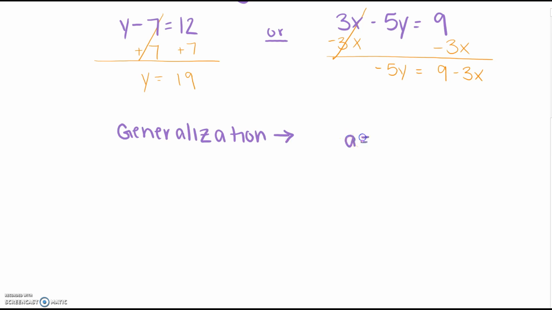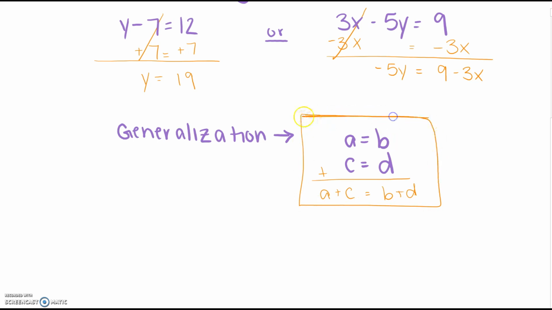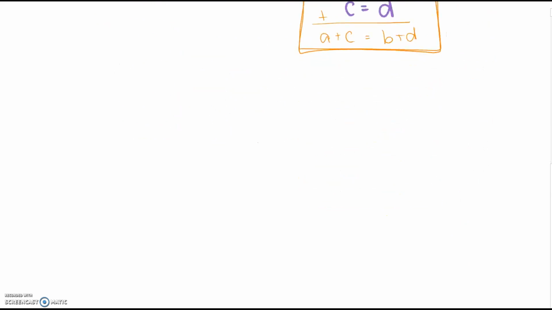if I have A equaling B and C equaling D, then I can just add these two together, because I'm basically saying up here 7 equals 7, negative 3x equals 3x, and then I'm combining them. So I can say, okay, well, A plus C equals B plus D. Okay, so this idea is what's going to help us solve systems of equations using the elimination method.